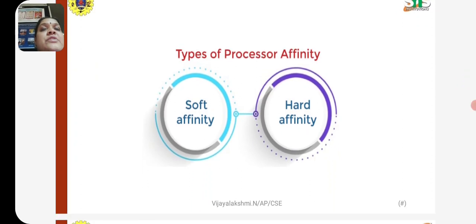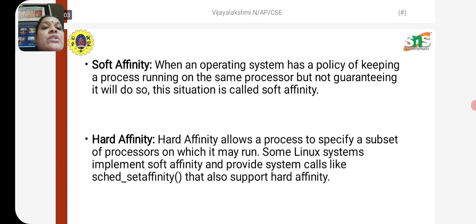There are two types of processor affinity: soft affinity and hard affinity. Soft affinity is when an operating system has a policy of keeping a process running on the same processor. The opposite is called hard affinity, where we will try to migrate from one processor to another processor.